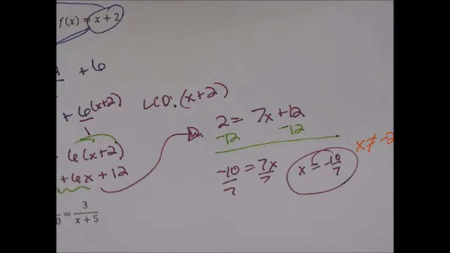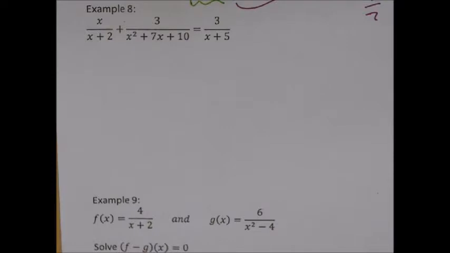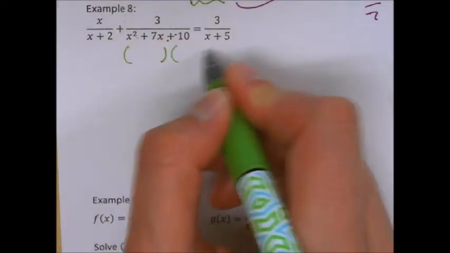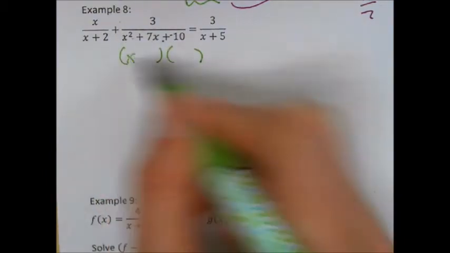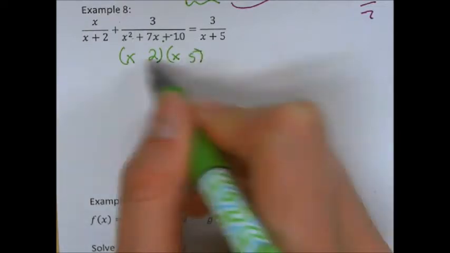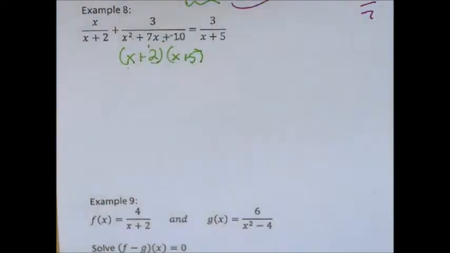Okay, let's go to number 8. For number 8, before we do anything, we need to see what factors are here. So we need to factor it. I get x, multiplies to 10. Let's try 2 and 5, because that'll give me a 2x and a 5x, that'll give me a 7x.